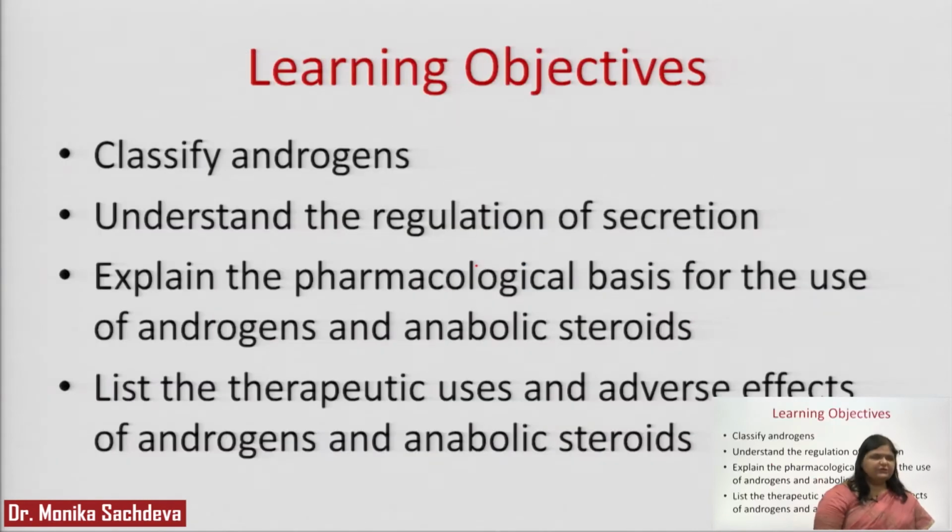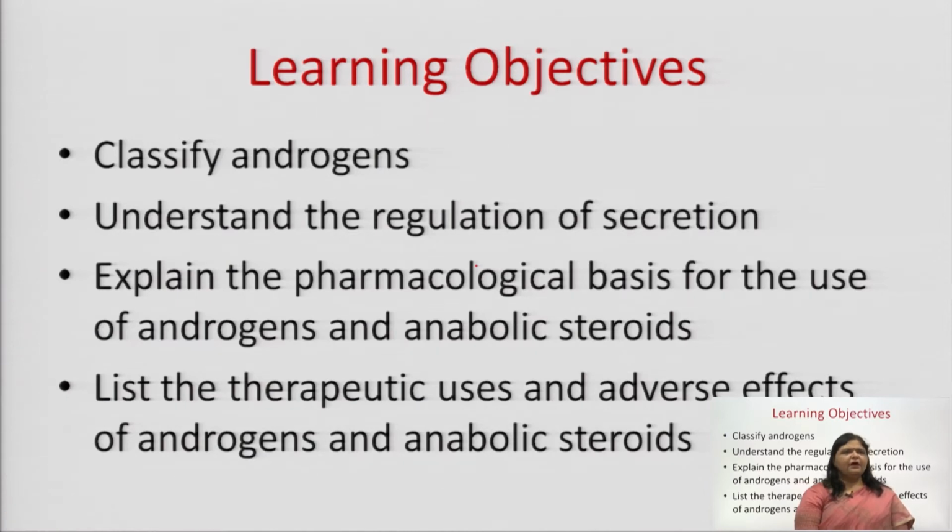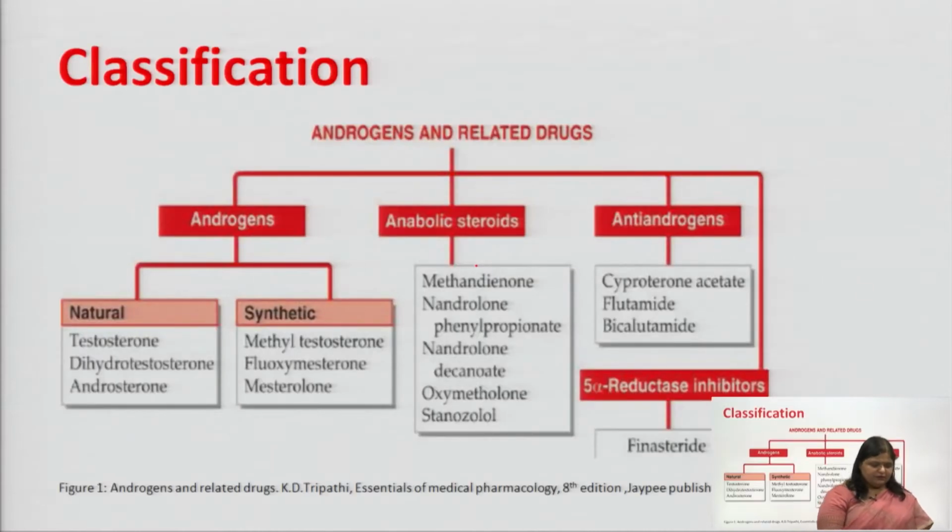This presentation will take you through the classification of androgens and related drugs. We will also understand how the secretion of androgens is regulated. We shall explain the pharmacological basis for the use of androgens and anabolic steroids in various pathological conditions, and we will also list out the therapeutic uses, adverse effects and contraindications of androgens and anabolic steroids. So, let us start with androgens and anabolic steroids.